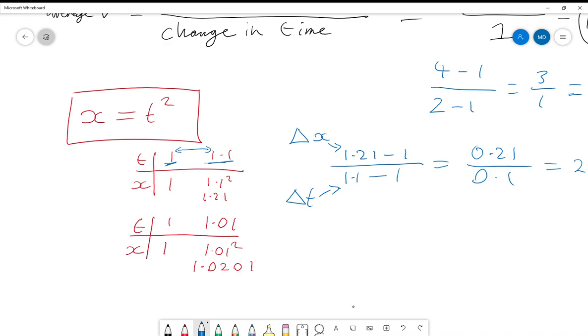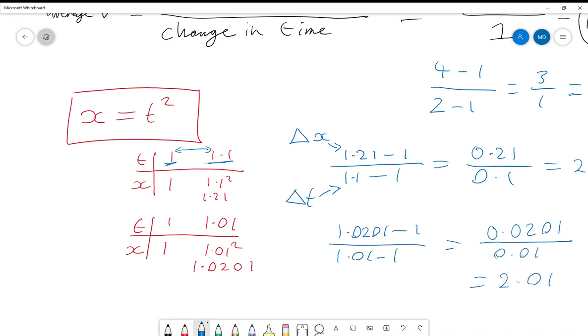So our change in x is going to be 1.0201, because that's our final distance, subtract the original distance that we started at for this time period. And we're going to divide that by our change in time, which is 1.01 subtract 1. We're going to end up with 0.0201 divided by 0.01, which is equal to 2.01. And this is even closer to our actual value.